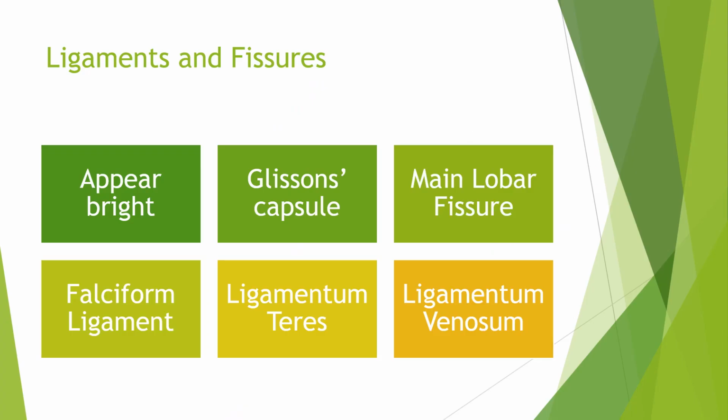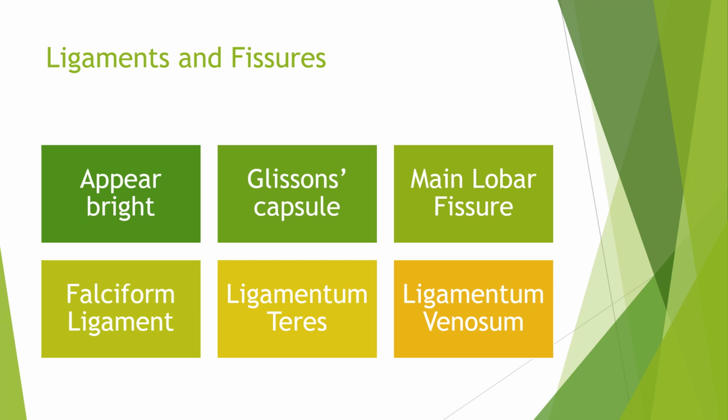Ligaments and fissures that you need to be aware of, that you need to understand where they're at when you're talking about the anatomy of the liver. These things are going to be bright echoes on ultrasound. They're usually linear, so they're going to be specular reflectors, which is why they have such a strong reflection. Glisson's capsule is the surrounding or the covering of the liver.